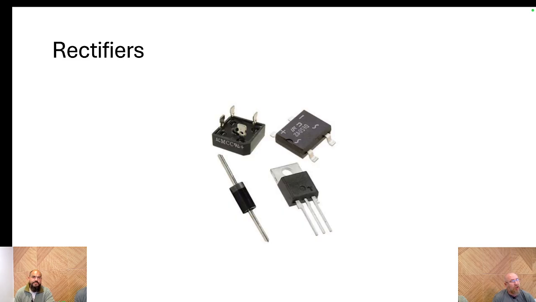All right, this is what they kind of look like as individual components. On the bottom left, we have a straight-up diode in and of itself, a one-way diode. We would need four of those to create a bridge rectifier. Above that, you'll see a more high-powered bridge rectifier with four leads on it, and two would be hooked up to AC. Then there's a smaller bridge rectifier next to it.